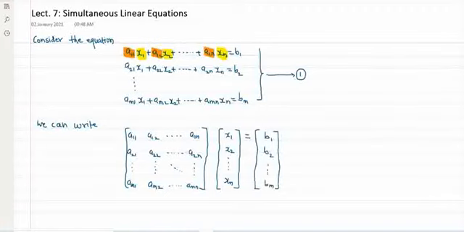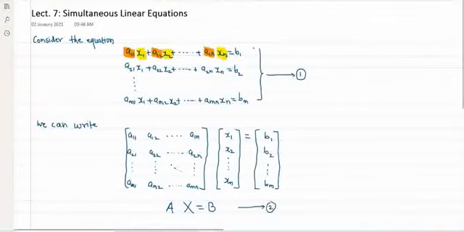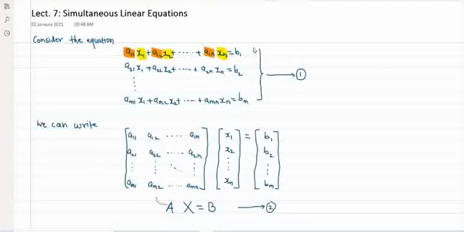So suppose the first matrix I will denote as a capital A. Second matrix I will denote as a capital X. And the right side matrix I will denote as a capital B. And suppose this is number 2. What are the notations required? This matrix A is nothing but this, matrix X is nothing but this, matrix B is nothing but this.